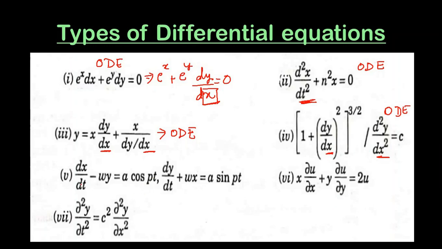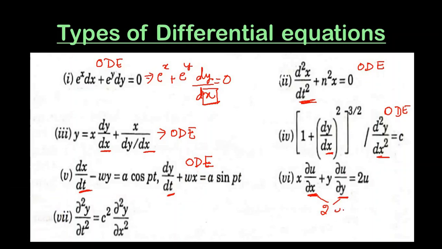Look at the fifth example. Here we have got dx by dt. So t is the independent variable. dy by dt. So again t is the independent variable. So there is only one independent variable, and whenever in a differential equation you have only one independent variable, it is of the type ordinary differential equation. Two independent.